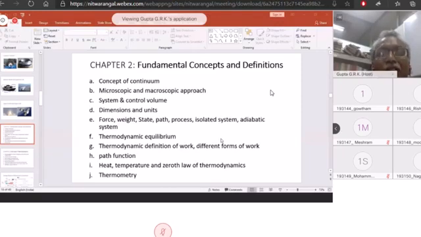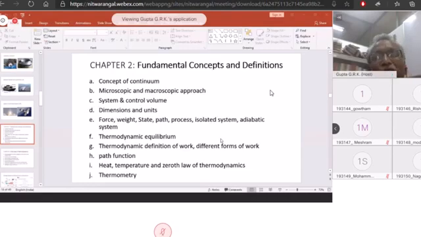And then thermodynamic equilibrium. There are various types of equilibrium you might have learned, like mechanical equilibrium, thermal equilibrium, chemical equilibrium. When all the equilibriums exist together, then we call the system to be in thermodynamic equilibrium. Then the thermodynamic definition of work, different forms of work. We have learned about work in mechanics as force into distance. But there can be work transfer even if there is no distance or no movement of the body; still there can be work. So what types of things can we call work? There is a wide range of examples for the thermodynamic definition of work.